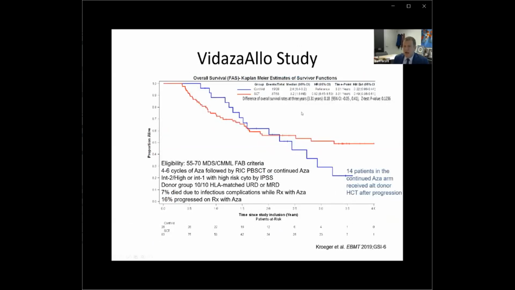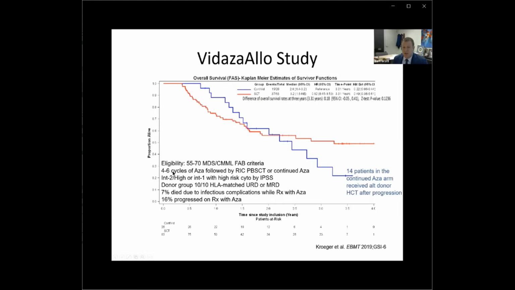This was a very similar type of study. It's called the VidazaAllo Study. It was done primarily through the EBMT, the European Bone Marrow Transplant Group. But again, this was a no donor versus donor comparison. The donor group had an HLA-matched unrelated donor or matched sibling donor, and that's listed in red. And the no donor group had no matched related or unrelated donor. That's shown in blue.